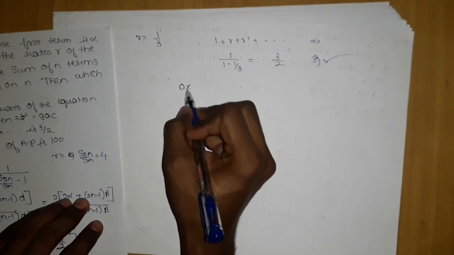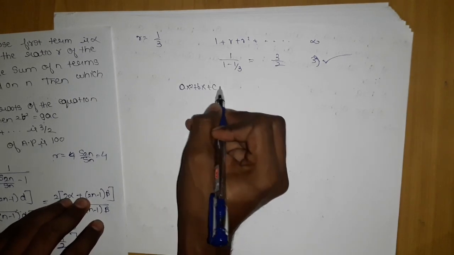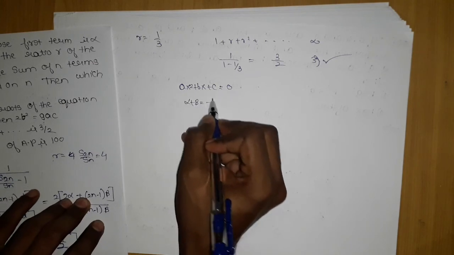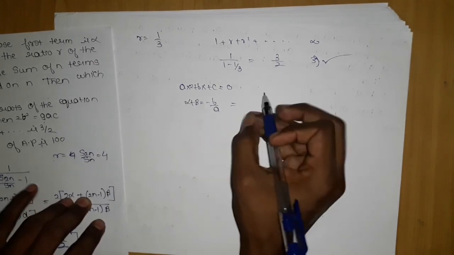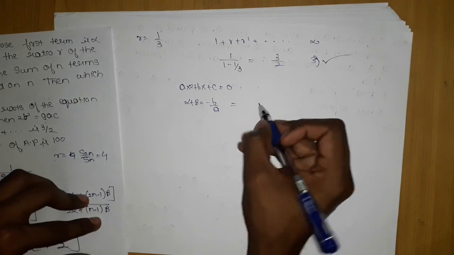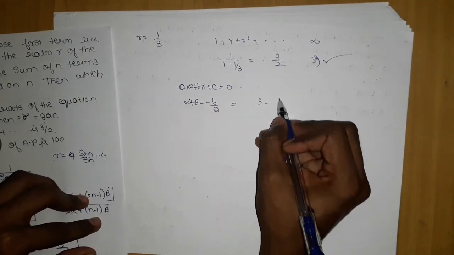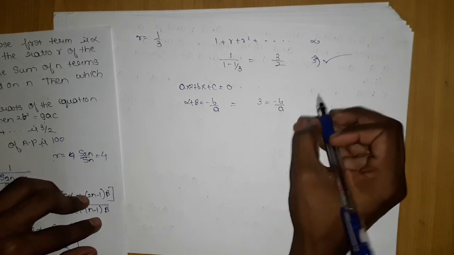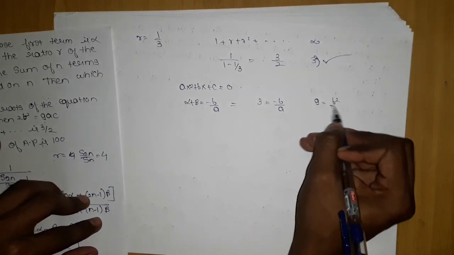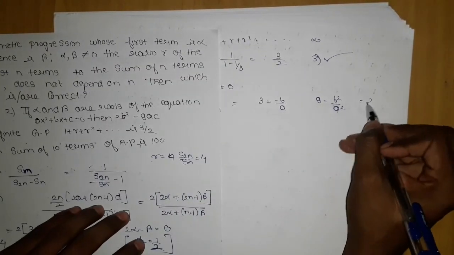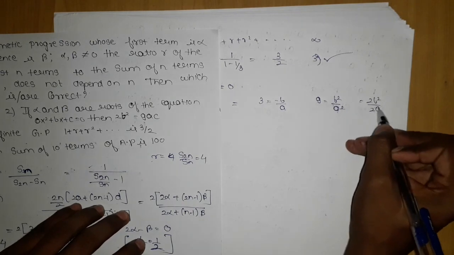Now ax square plus bx plus c is equal to 0. Alpha and beta are the roots, so alpha plus beta is nothing but minus b by a. Alpha plus beta is 1 plus 2, which means 3. So 3 should be equal to minus b by a. I will square it: 9 is equal to b square upon a square. If you observe, I need 2b square, so I will multiply and divide by 2: 2b square upon 2a square.